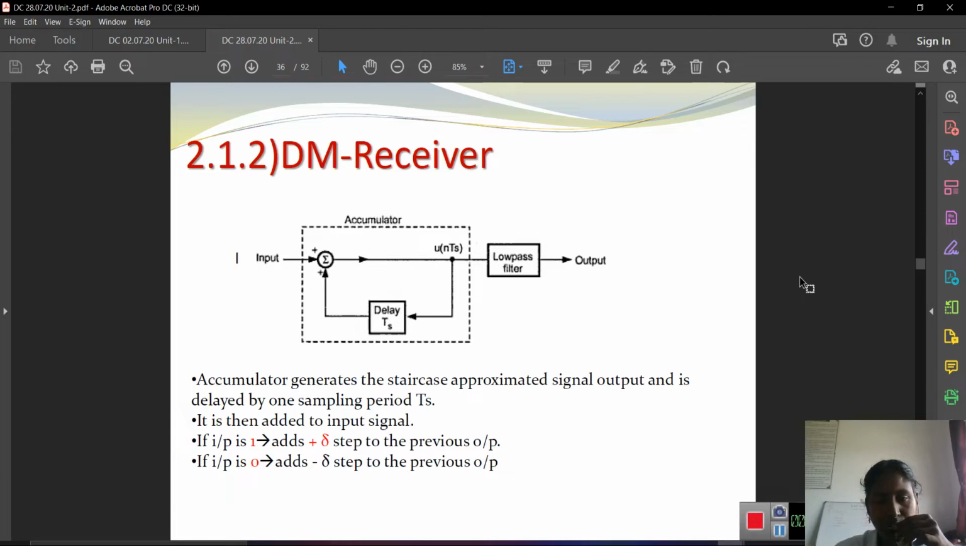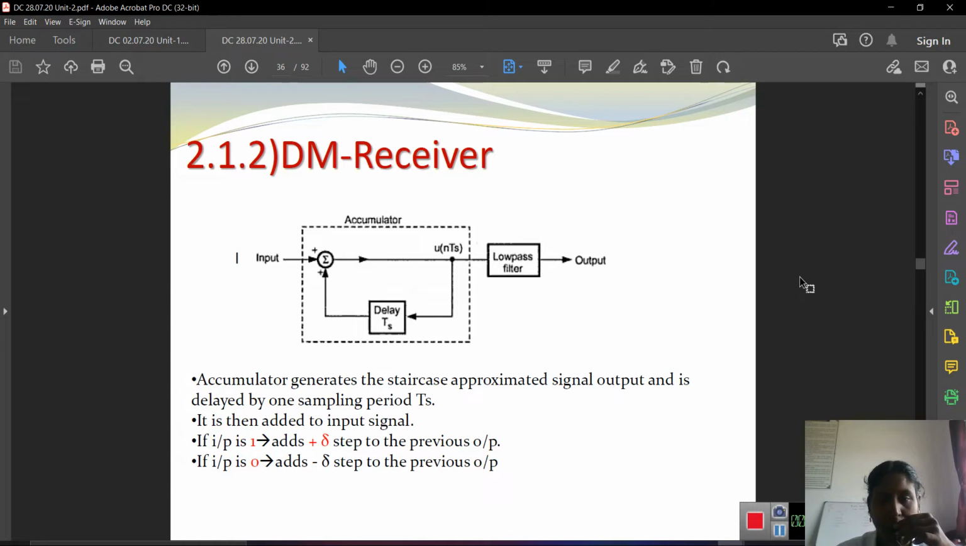Then finally we go for the DM receiver section. Here it is just the opposite. The accumulator generates the staircase approximated signal output, which is delayed by one sampling period Ts, and then added to the input signal. If the input is 1, add a plus delta step to the previous output. If the input is 0, add a minus delta step to the previous output.